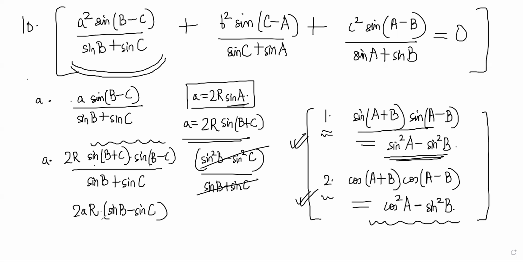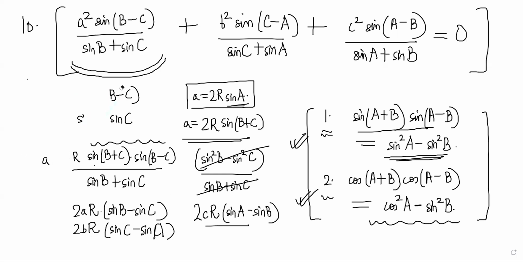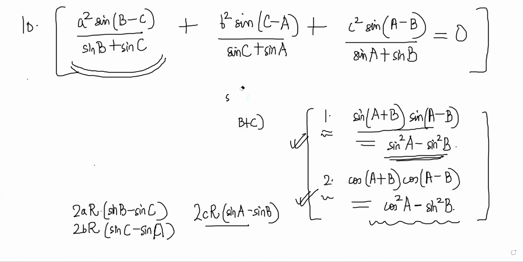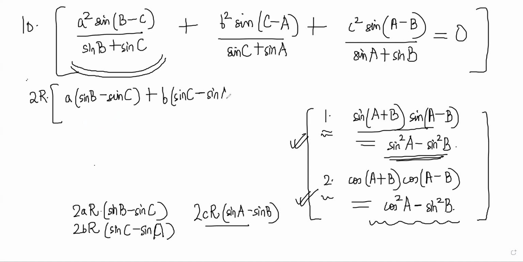Similarly, you will get 2bR times sine C minus sine A, and 2cR times sine A minus sine B. So you take 2R common and we get one big bracket: a times sine B minus sine C plus b times sine C minus sine A plus c times sine A minus sine B, right?